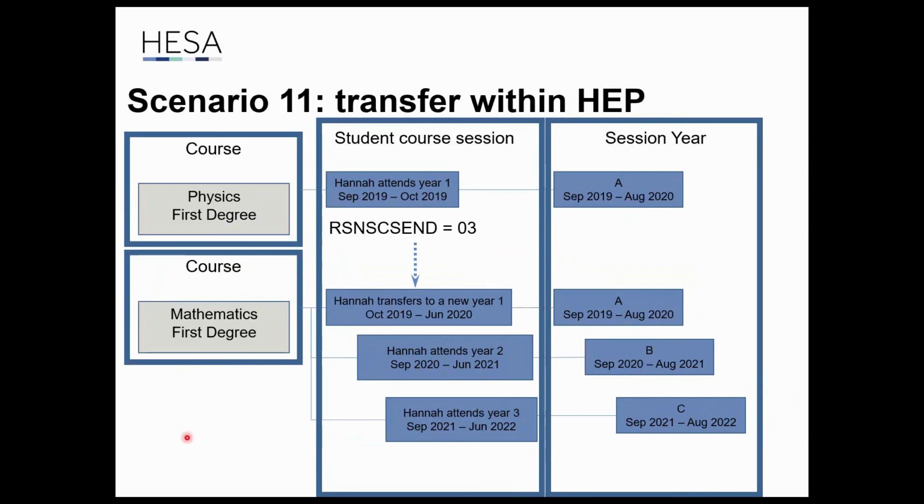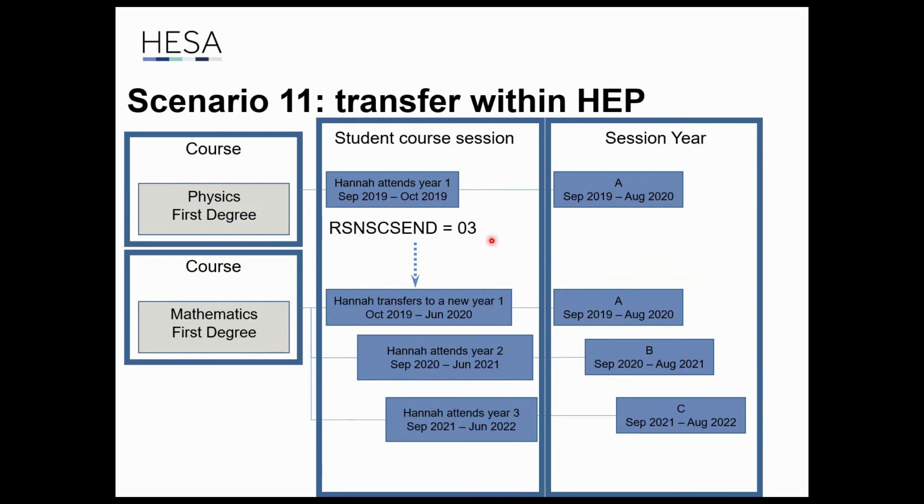So looking at something slightly different, transferring within provider. In this example, a student has started on a physics degree, had started for a couple of weeks, say, and so they were attached to that relevant session year, and then realised that that study was not for them, and they wanted to transfer onto the maths degree.